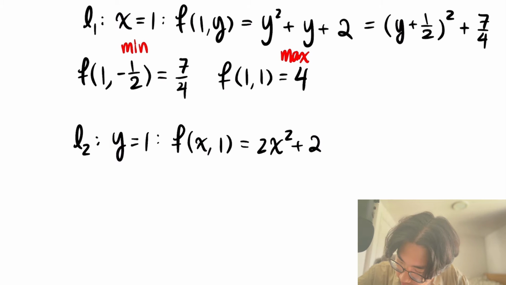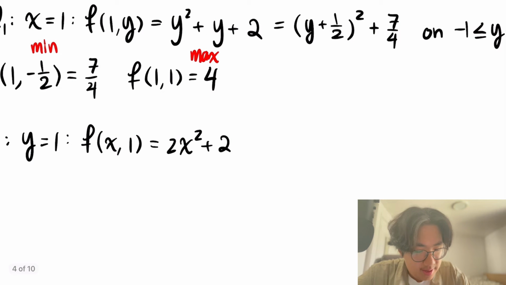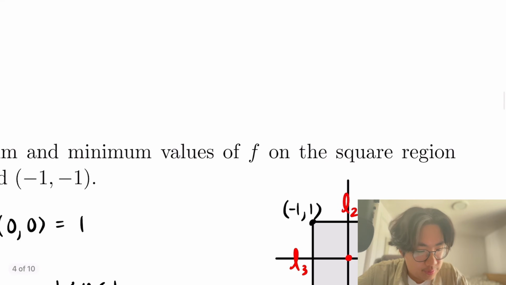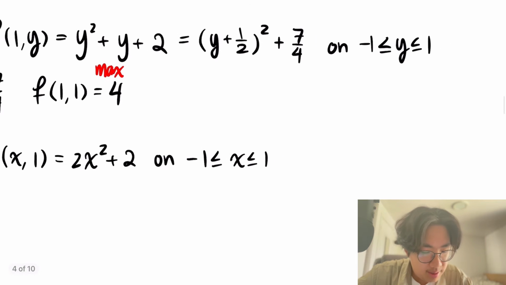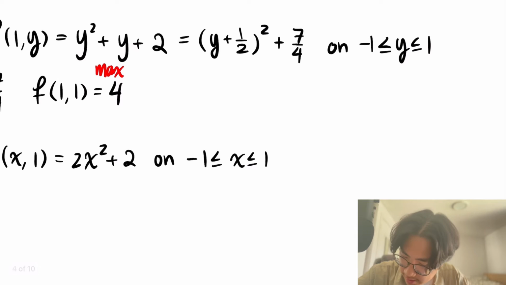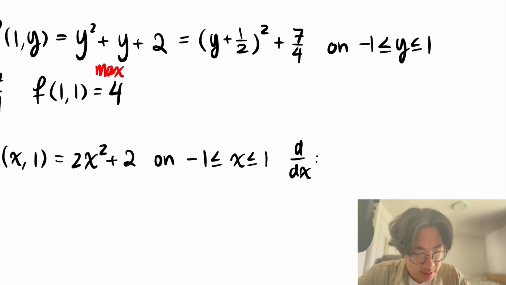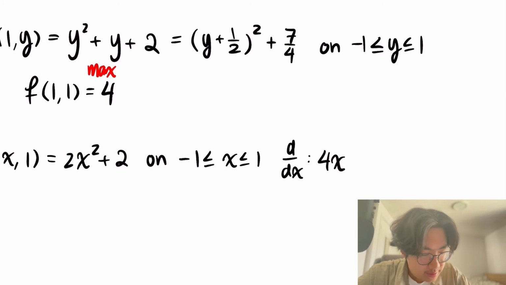Okay, I guess I did use their derivative strategy. I'll show how that works. This is on x between -1 and 1, because if we look over here, this line is effectively bounded by those two values. So if we take d over dx of this function, it is just equal to 4x. And we set this equal to 0, meaning that x is equal to 0.